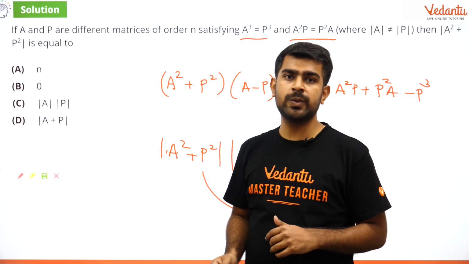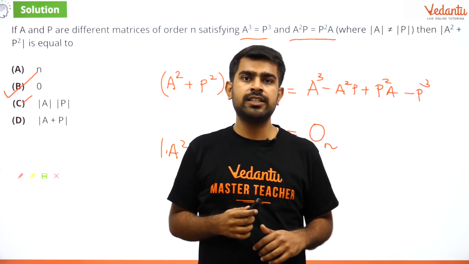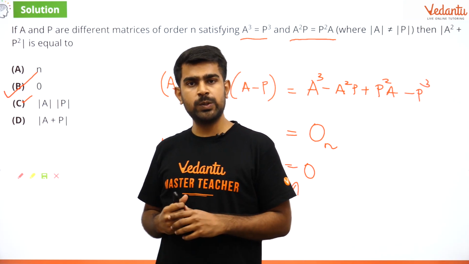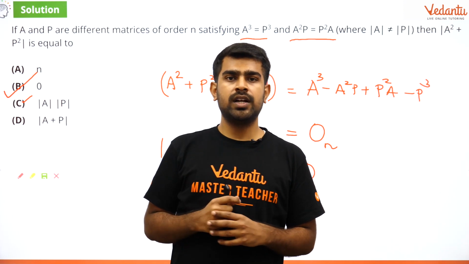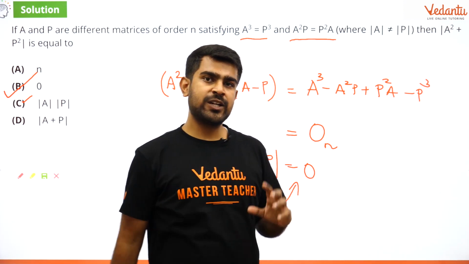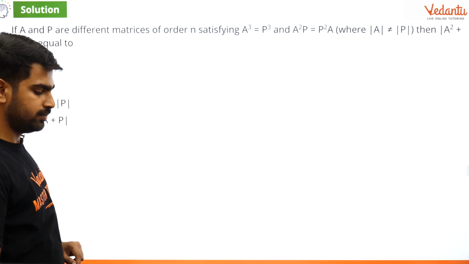So what is the answer for this question? The answer for this question is going to be option B, which is determinant of A square plus B square is going to be equal to 0. I hope that is okay with everyone. Perfect. So let us move forward, guys, to the next question that I have for all of you.